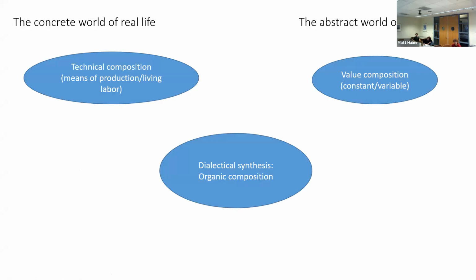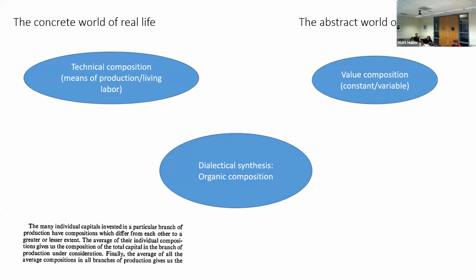But then he does another interesting thing. He says the many individual capitals invested in a particular branch of production have compositions which differ from each other to a greater or lesser extent. The average of their individual compositions gives us the composition of the total capital in the branch of production under consideration. So think of something like the steel industry. You could look at all the different steel capitalist firms and look at, well, what's the composition of each and every firm? And you would get C over V for each one, and then you'd average them all together and get the C over V average of the whole sector of steel production, right?